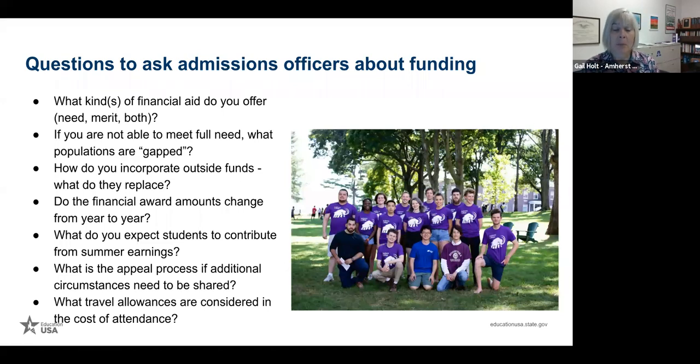And as I mentioned at the beginning, what travel allowance is considered in that cost of attendance that I mentioned? Is it an annual travel allowance, or is it once in the student's four years?